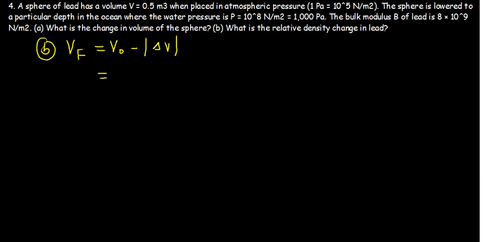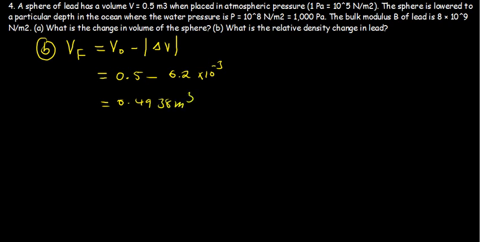So the initial volume was 0.5. The change in volume we already calculated in the previous question was 6.2 times 10 to the power negative 3. Of course, it was negative, but I've put it in absolute, so the sign has changed and it is now positive. And that is going to give us 0.4938 meters to the power 3.